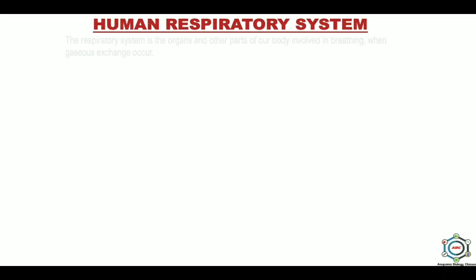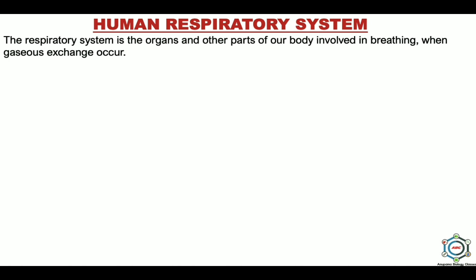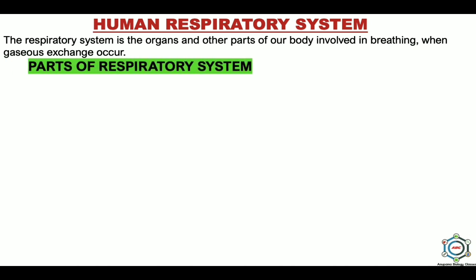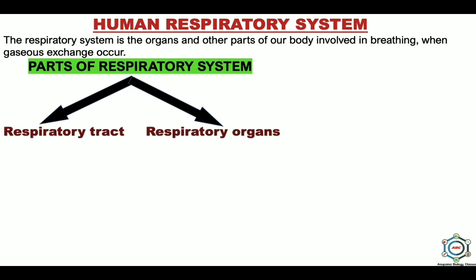Now, the human respiratory system. The respiratory system is the organs and other parts of our body involved in breathing, where gaseous exchange occurs. The respiratory system is divided into two parts. The first one is the respiratory tract and the second is the respiratory organs. The respiratory tract serves as the passageway for fresh air to flow from outside to the lungs and for foul air to return from the lungs to the exterior, while the respiratory organs provide the surface for gaseous exchange.